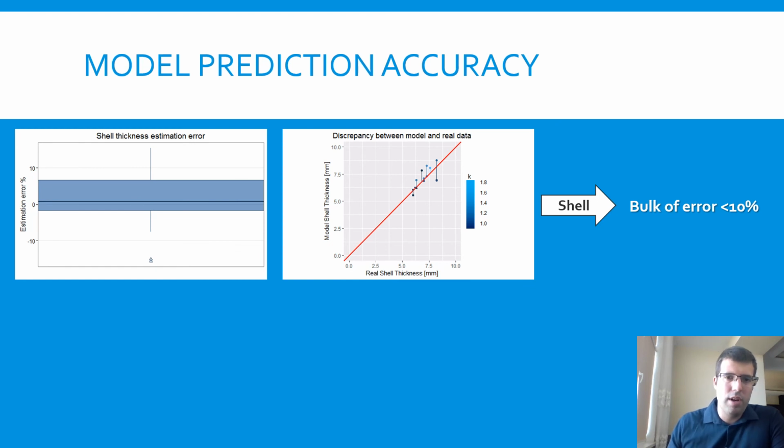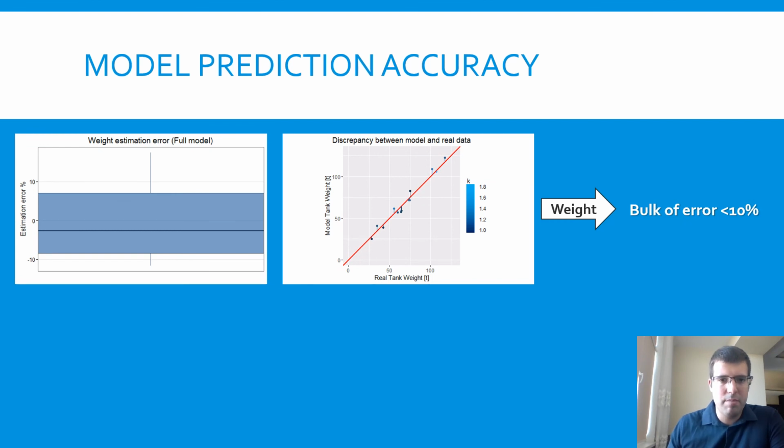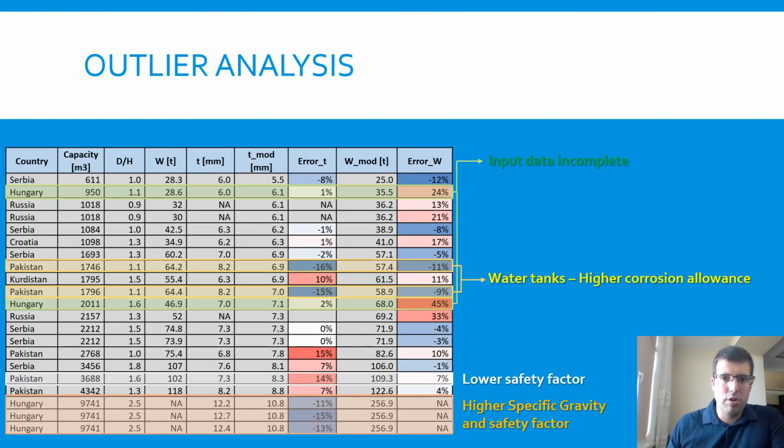Once we overlay the data we collected and try to determine how much it deviates from what we would expect to see by the model, we see that the bulk of the error for determining the average shell thickness is around 10%. At the same time, the bulk of the error for determining the weight is also in the 10% range. So it looks like the model does good prediction. However, there are a couple of fairly big outliers, some going even to 50%.